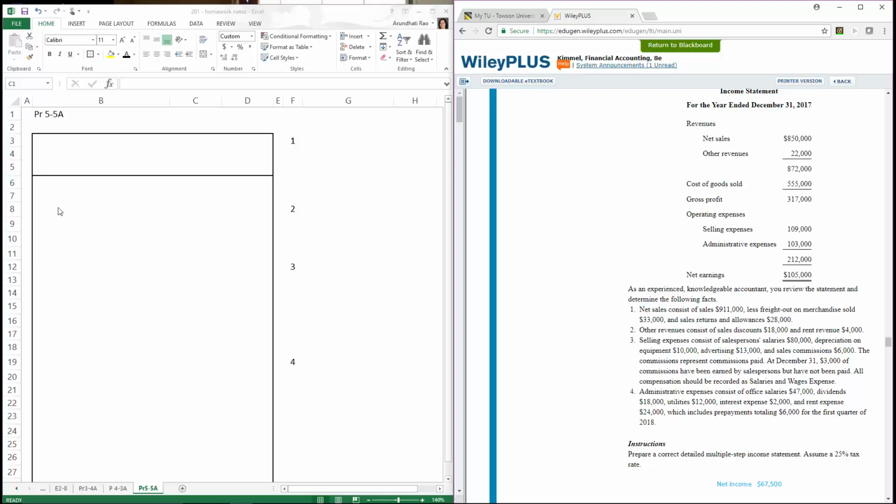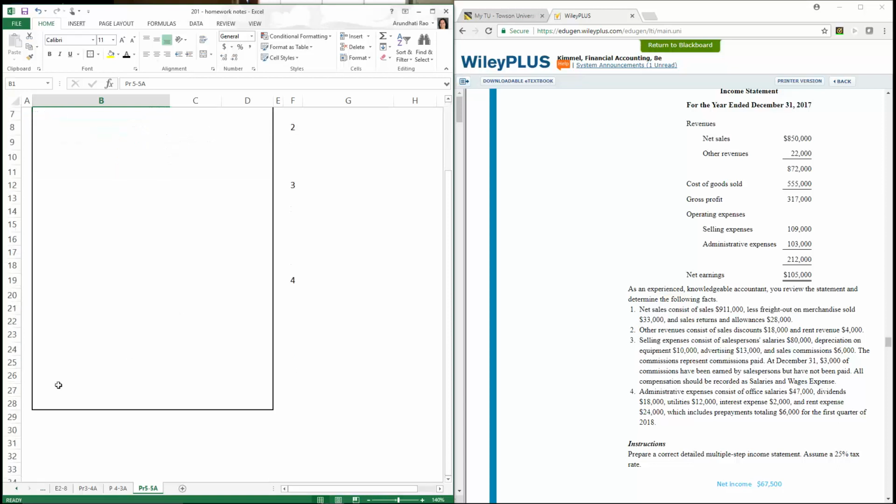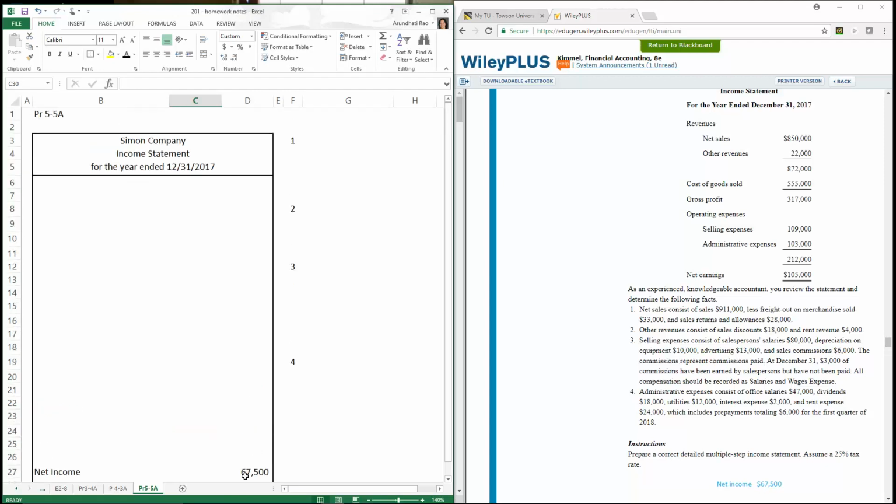So I have done 2 things over here in my Excel file. I have the income statement shell laid out, and I'm going to work through the 4 pieces of information. In the income statement, the standard format is always the heading, which is the name of the company, the name of the statement, and what period it pertains to. So I have the Simon Company income statement for the year ended December 31st, 2017. I also know at the very bottom, my net income number is going to be 67,500. That answer was given to me. So once I work through my problem, I should end with that number.